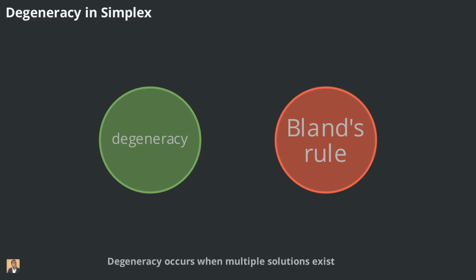Degeneracy occurs when multiple solutions exist at a vertex of the feasible region, causing the simplex method to stall or cycle. Special techniques, such as Bland's rule, are used to address degeneracy and ensure the algorithm progresses toward the optimal solution. Understanding degeneracy helps prevent delays and improve efficiency.